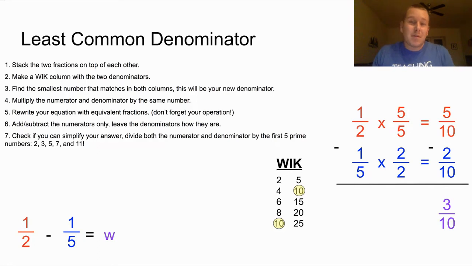I know 3 is not divisible by 2 because it's an odd number. I know 10 is not divisible by 3. 10 is divisible by 5, but 3 is not.